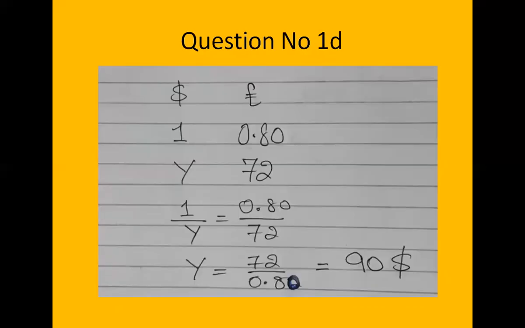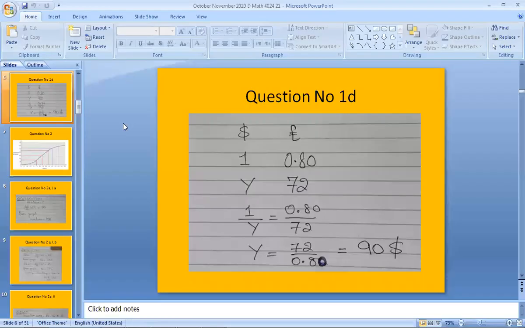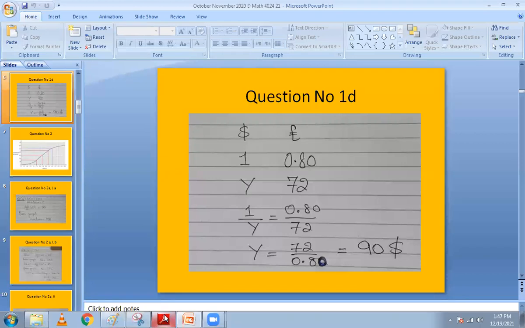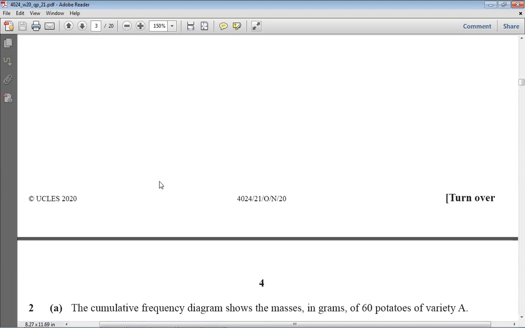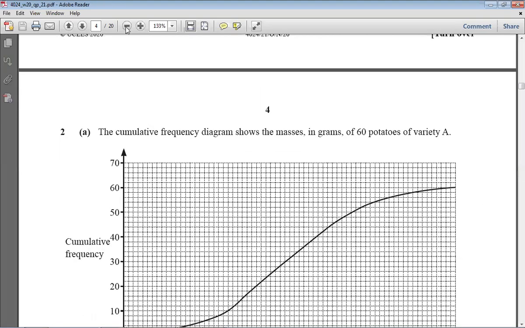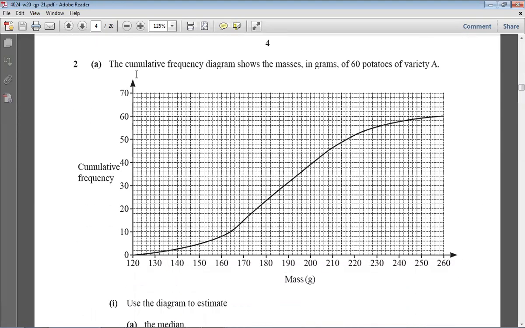Okay, so let's go back. So that was the question number 1, and it's D part. This was a 3-mark question. So now coming up on your screen is this question number 2. It says the cumulative frequency diagram shows the masses in grams of 60 potatoes of variety A.